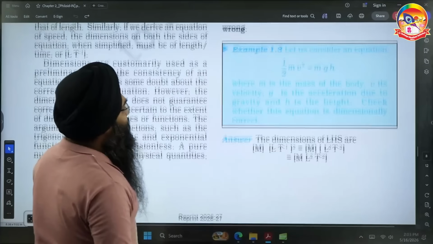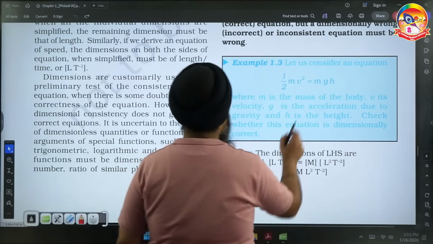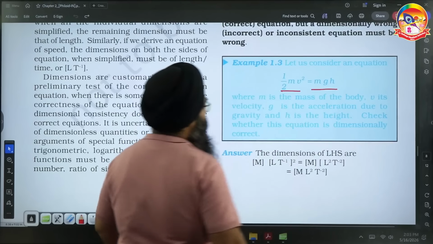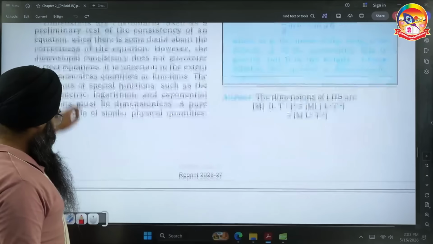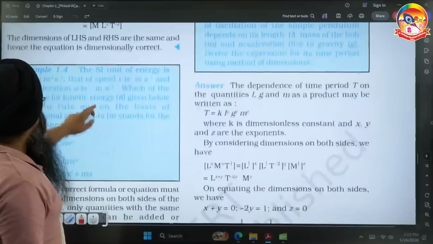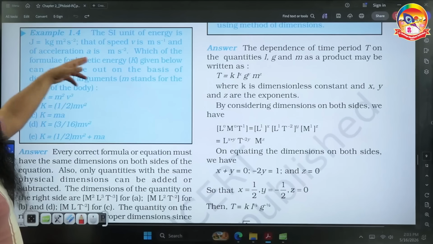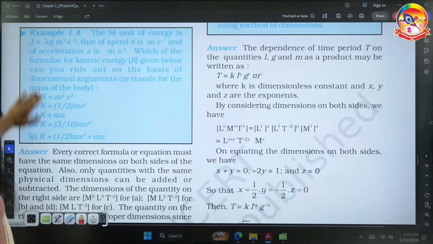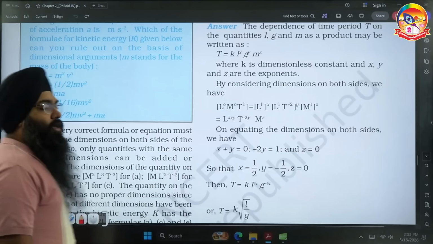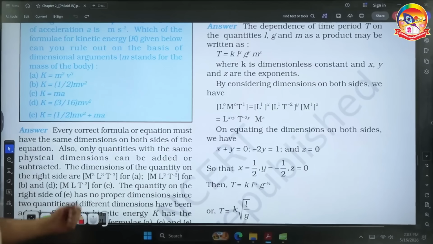So one more example is given to you. You have to check the dimensional consistency. I think you can easily do it. Half mv square is one equation and the other is mgh. So please check the dimensional consistency. A very simple question. Try this question now. Next, again one question is given that the SI unit of energy and speed are given, and they are asking you the dimensional consistency of these equations. Please check whether they are dimensionally consistent or not. Again, I think this particular question can be done based on whatever we have discussed. Let me drink some water, then we will continue.